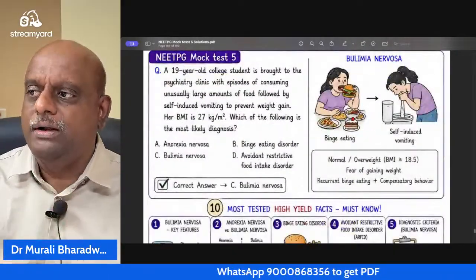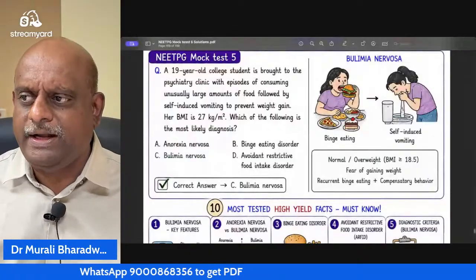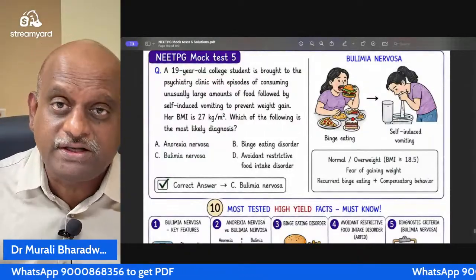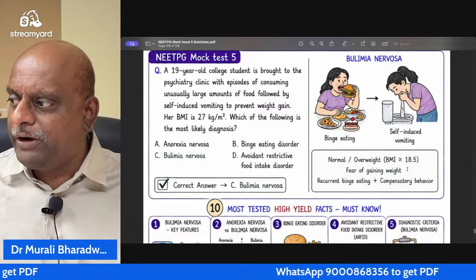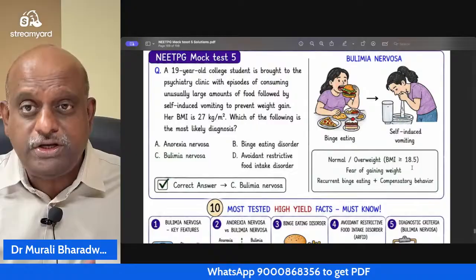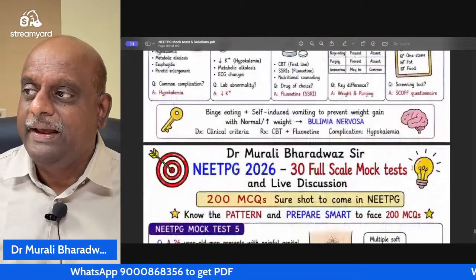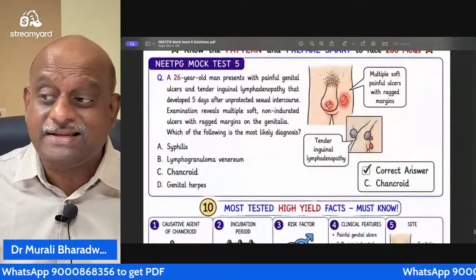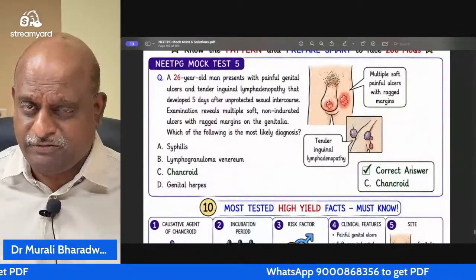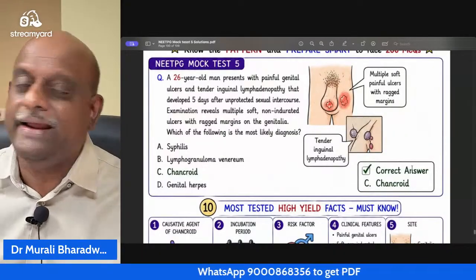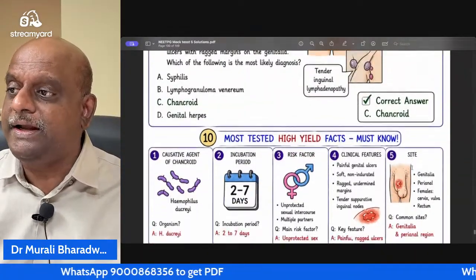A 19-year-old consuming large amounts of food followed by self-induced vomiting, and her BMI is 27 kg, is bulimia nervosa. Normal or overweight is BMI more than 18.5. Fear of gaining weight, recurrent binge eating, and compensatory behavior, they all come under bulimia nervosa. A 26-year-old with painful genital ulcers, tender inguinal lymphadenopathy, multiple soft non-indurated ulcers with ragged margins on the genitalia. What else do you need, doctor? Chancroid, favorite question, repeatedly asked in the NEET PG exam.